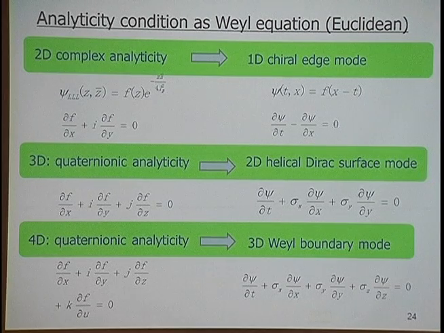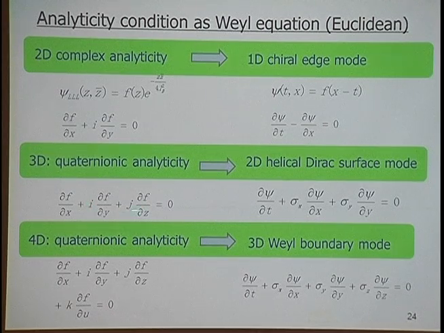Now, having discussed both the bulk property and the edge property, we can find an interesting correspondence. The left-hand side is basically the bulk property, or lowest Landau level. In 2 dimensions, the polynomial part of the wave function satisfies the Cauchy-Riemann condition. In 3 dimensions and 4 dimensions, they satisfy the filter condition. If we look carefully at this filter condition or Cauchy-Riemann condition, it looks very similar to the Weyl equation.